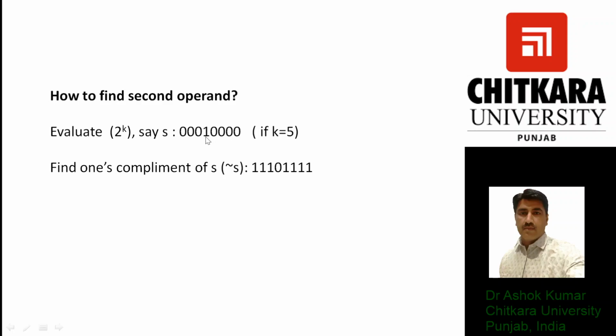Now I want to generate a number that has all 1 bits except the 0 bit at the kth position. So for that you need to complement this number. You have to find out the ones complement of the number. So for ones complement, you can use this tilde operator. It's shown over here in the slide. Say that this number is s, so that means you have to find the ones complement of s. So if you find the ones complement of this, you will get the desired number.